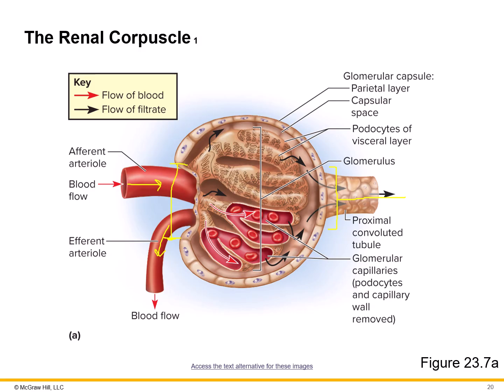So, the outside layer right here, this is our parietal layer. There's our simple squamous cells. We get the space, the capsular space, in between. And then the innermost layer, that visceral layer, literally sits around the capillaries themselves. It kind of hugs them, and it's made up of those podocytes, which we'll see in more detail a little bit later.